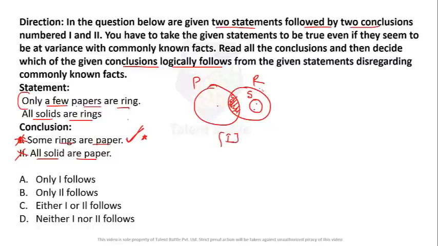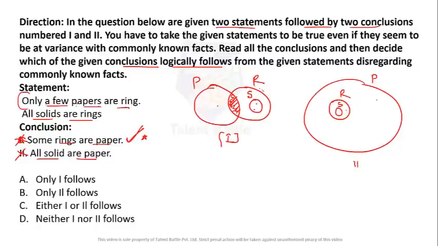Let's check the other Venn diagram. Only a few papers are rings. All the papers in the world, all the rings in the world. Okay. All solids are rings. All the solids in the world. Fine. Some rings are papers. That means definitely some of the rings are papers. So this follows everywhere. Even in the second Venn diagram, the first conclusion is following. All solids are papers: here it is following, but here it is not following. So it is wrong. So only conclusion one follows. So the answer is option A.